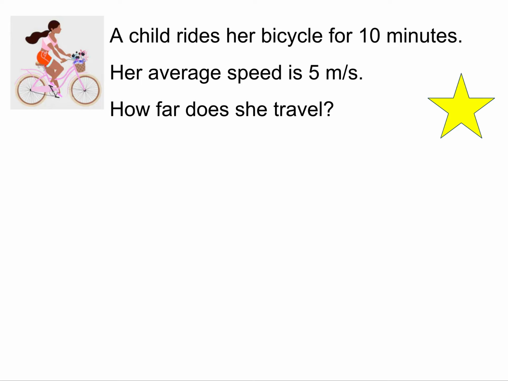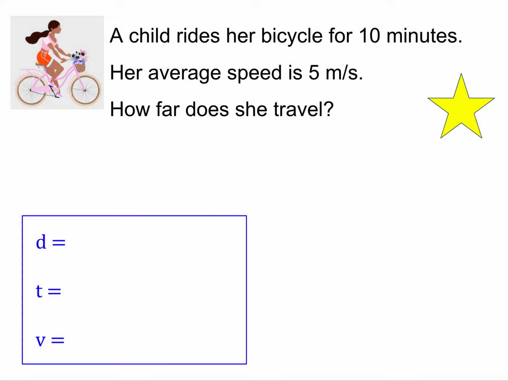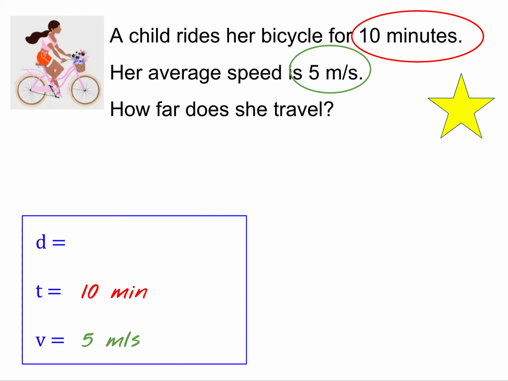This last question is a little trickier. I put a star by it so we would recognize that. Can you see why this problem is different from the others? So let's get ourselves started here, and then we'll see what's happening. We'll get ourselves organized. The girl is riding her bicycle for 10 minutes, so that's going to be our time. And her speed is 5 meters per second. That's our v. So this is similar to the last two questions where we're looking for distance. And so we would rearrange our equation and get it into the form where it's d equals v times t.